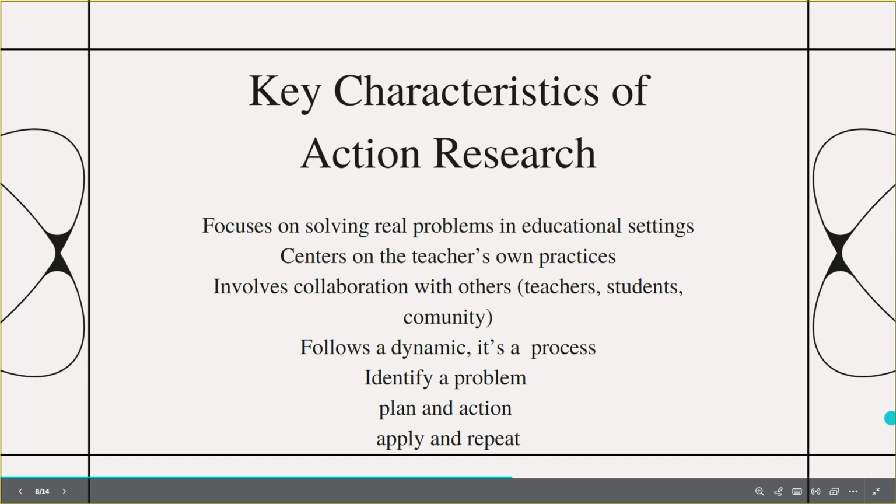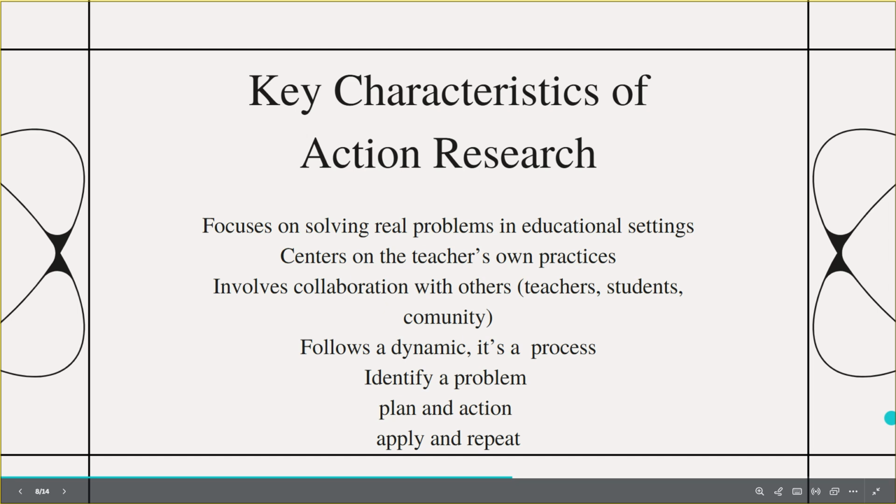And the next, collaboration. Action research involves working with others such as teachers, students, school administrators, parents, or external researchers. Collaboration helps share ideas, collect data, and make better decisions together. A dynamic process. Action research follows a cyclical process, not a linear one. Teachers reflect on a problem, collect data, take action, and reflect again on the results. This cycle is repeated until improvement is achieved.